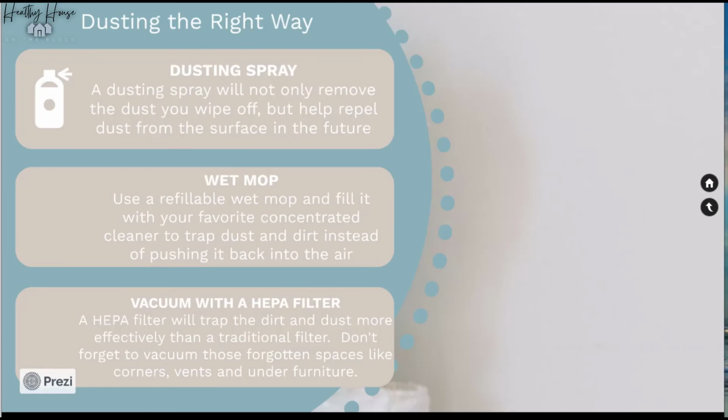And then finally, vacuum with a HEPA filter. We use a Shark Ion robot and we use it every single day. That has really helped with reducing the amount of dust in our home, so we don't have to vacuum as frequently.